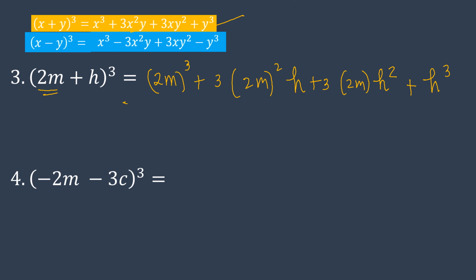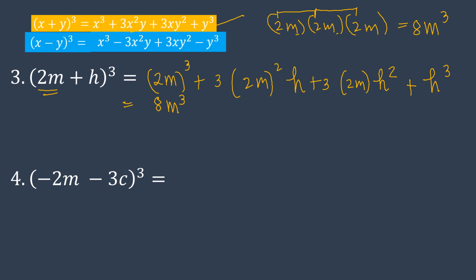To final simplify, the 2m to the power of 3 is meaning 2m times 2m times 2m. That means 2 times 2, 4, times 2, 8, and m times m times m. That will be 8m cubed. And then, remember, do not multiply directly the 3 times 2 because we are going to remove the parentheses if we are done simplifying it.